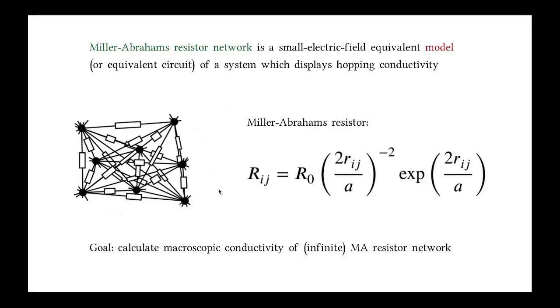Because of how this circuit was constructed, the resistors must be of a specific form, which is shown by this formula, and most important, the resistances depend exponentially on the distances between the sites and also on the localization radius of electrons, which shows how much the wave functions of the neighboring sites overlap. One of the goals of the theory is to calculate the macroscopic conductivity of an infinite resistor network.